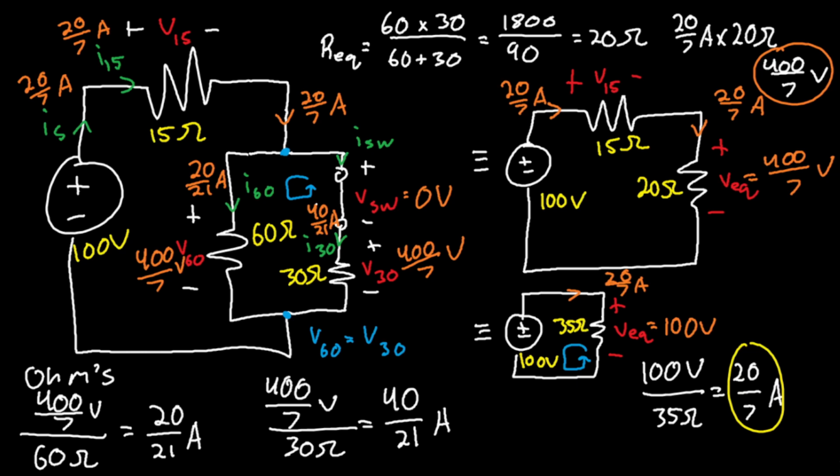But basically, once you solve for the current of I30, the current of the switch is also the same, since this is technically in parallel. Sorry, in series. So the switch is in series with this resistor. So 40 over 21 amps.